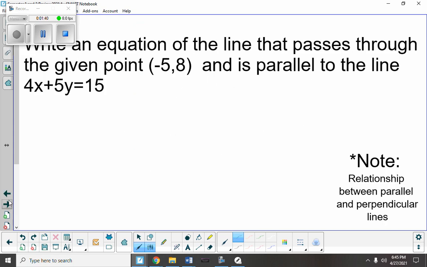So the first one says write an equation of the line that passes through the given point negative 5, 8 and is parallel to the line 4x plus 5y equals 15. Now, keep in mind the relationship between parallel and perpendicular lines. Parallel lines have the same slope.